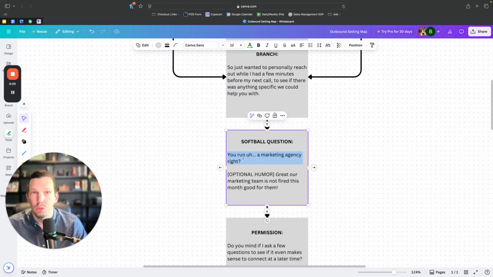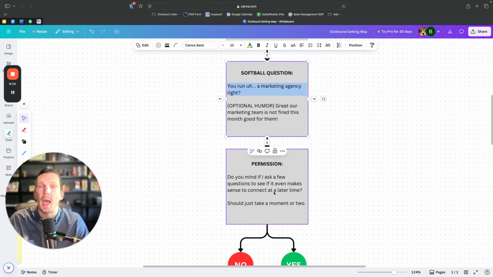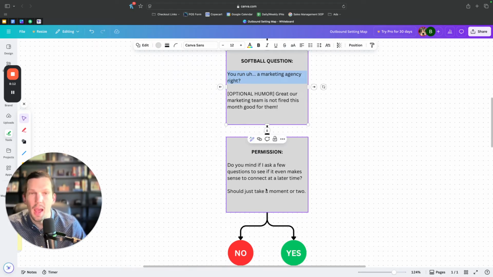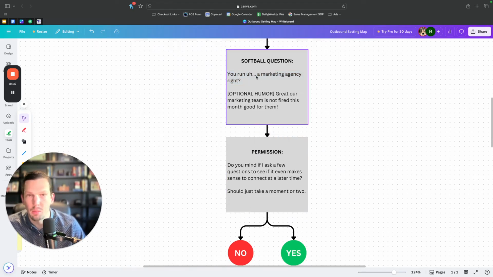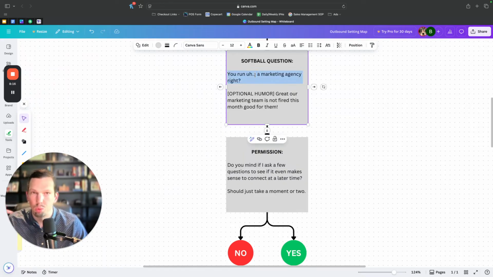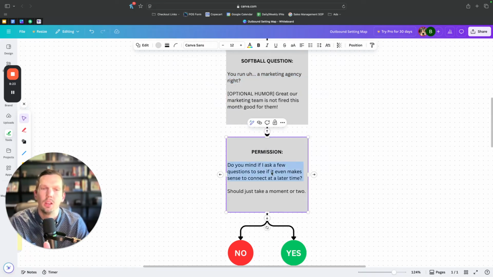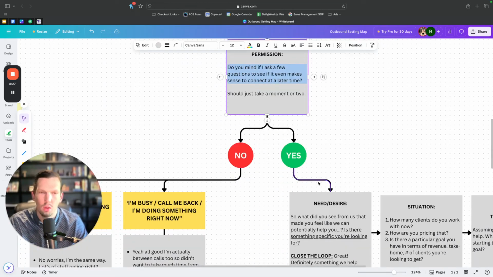And now it allows you to get that foot in the door a little bit, where you can roll into actually asking for permission to ask the rest of your questions. So I don't ask for permission to do this. I just want to get their brain off of any objection or anything else going on in their mind, to answer this directly before I say, "Hey, do you mind if I ask a few more questions to see if it even makes sense for us to connect later?" Cool. Now we're into it.